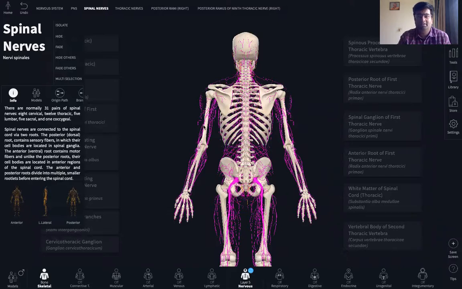Here you can see the spinal nerves highlighted in pink. They're spread all over the body. There are 31 pairs of spinal nerves that arise from different regions of the spinal cord, which I mentioned a while ago. Now let us go ahead and have a detailed look at the transverse section of the spinal cord, the structure of the spinal nerve, and also the reflex arc.